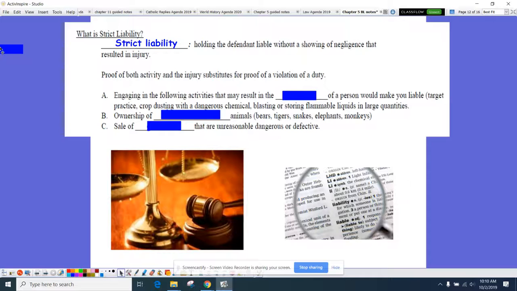All right, what is strict liability? This is holding the defendant liable without showing negligence has resulted in the injury. Both the proof of the activity and the injury substitute for the violation of the duty. So engaging in the following activities may result in the injury of a person that would make you liable, like target practicing, crop dusting with dangerous chemicals, blasting or storing flammable liquids in large quantities, perhaps the ownership of dangerous or exotic animals like bears, tigers, poisonous snakes, elephants, monkeys, or the sale of goods that are unreasonably dangerous or defective, meaning that maybe a good that I'm selling in my store has a high level of lead, and if I'm selling primarily to children, that could contribute to some physical injuries that could arise.